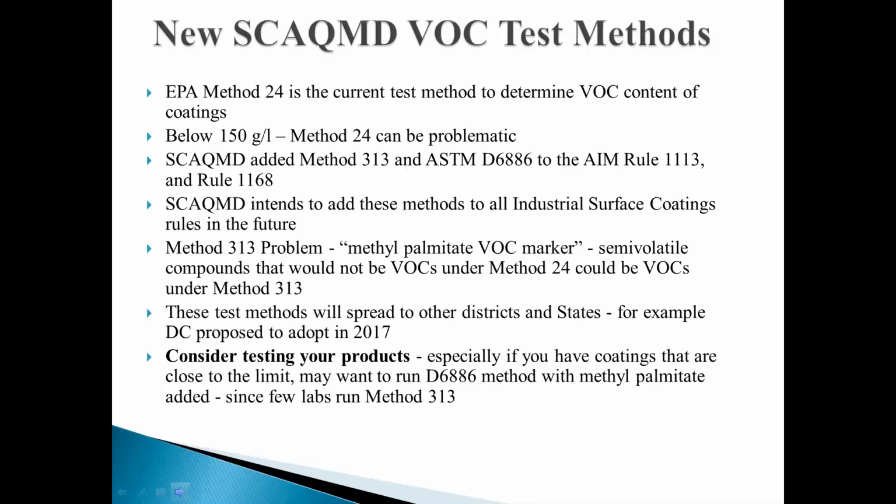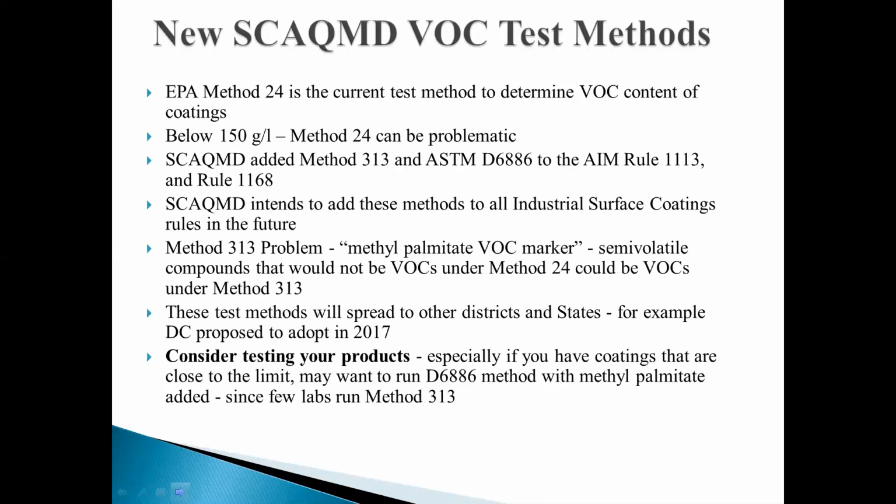Both of these are gas chromatograph methods. You take a coating, you inject it into essentially a machine, and you see the blips on the screen. You add up the peaks, and you get essentially a VOC number. So bottom line, it's good for lower VOC coatings.